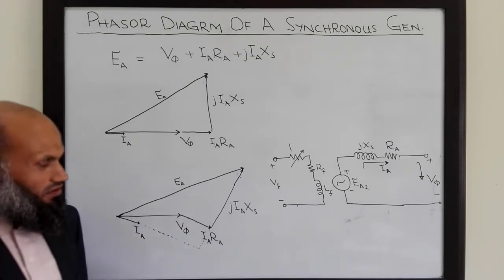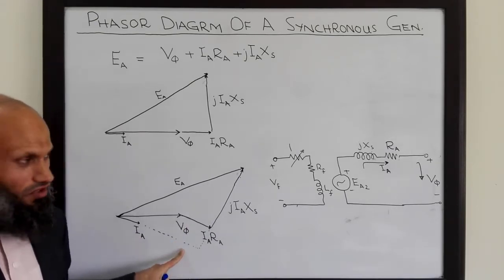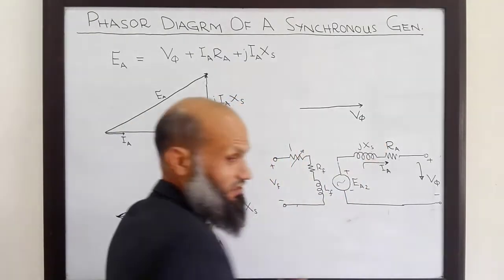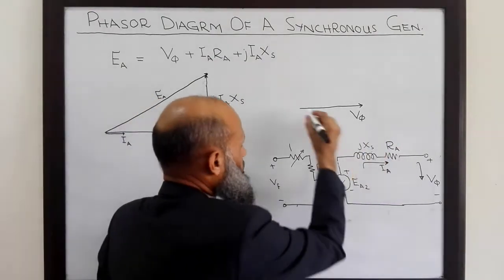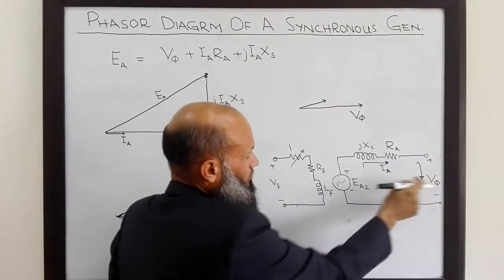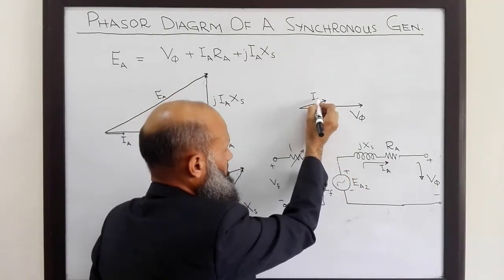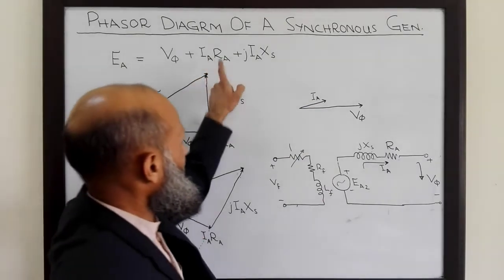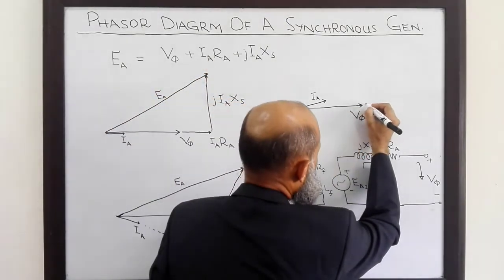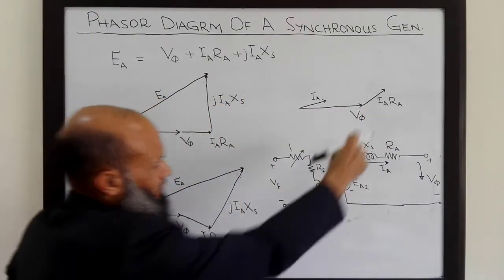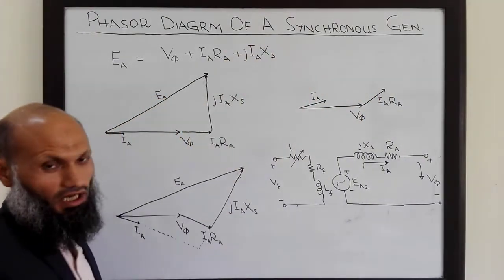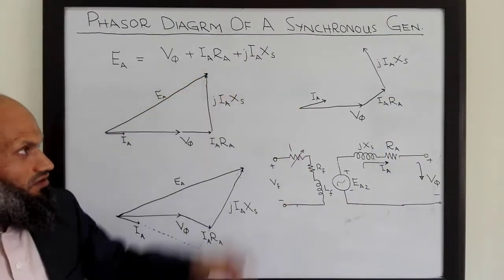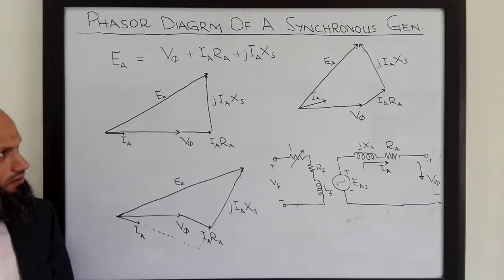You can also easily draw the phasor diagram for this synchronous generator for capacitive load. So let's draw it very quickly. Phasor for V phase. For capacitive load, this current in the load will lead the voltage. IA is leading the voltage, and IA RA will be parallel to this phasor, and then perpendicular to this phasor will be this phasor IA XS. The phasor sum of these three phasors, that is EA. So here are three different cases.